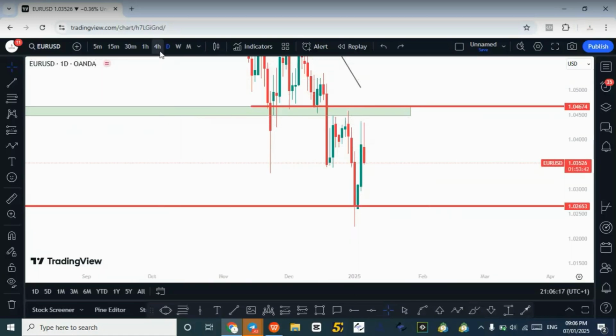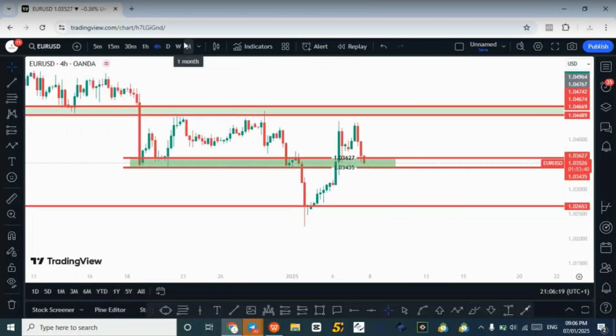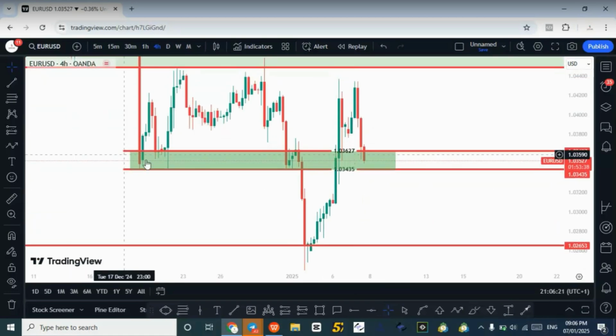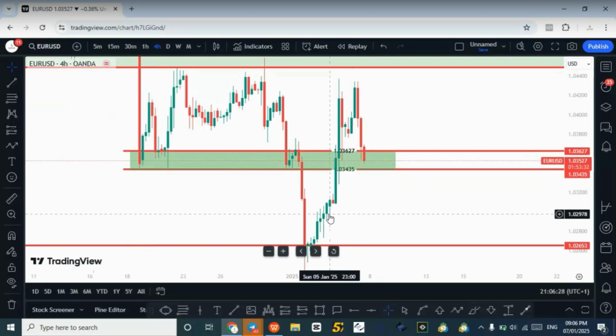Now, I need to go to the 4-hour time frame. So now plot my levels. Now, this was what I did. And I'll plot the level there. Price was trading around here at the time. So I wanted to see price pull back into that daily area. Then we sell off again.